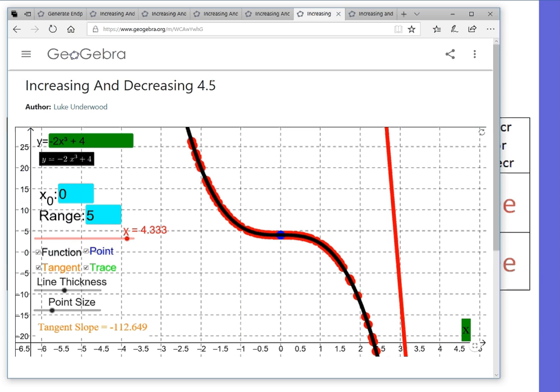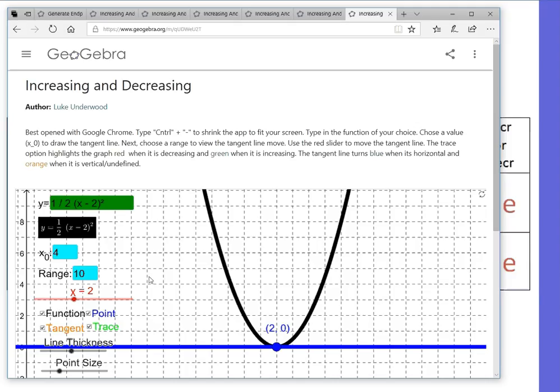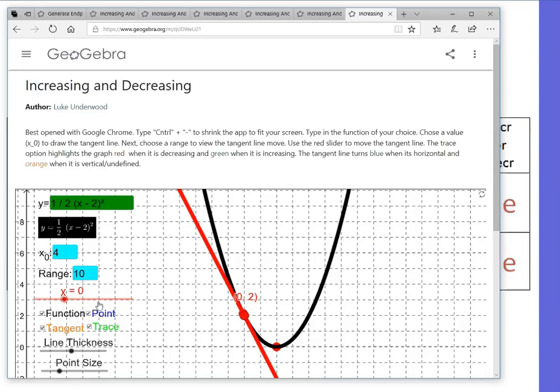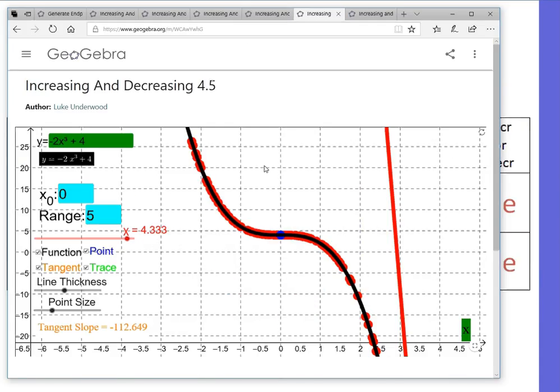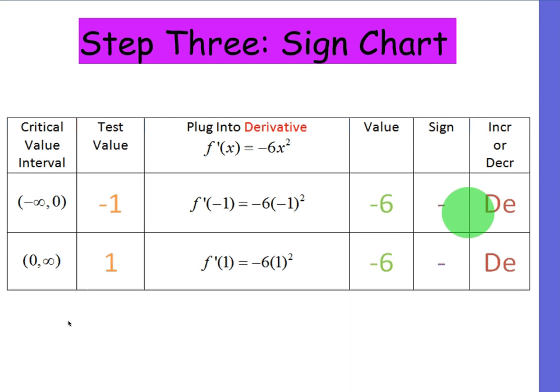I do want to make you aware of one more thing. I do have an app that you can load up and type in your function right here and look at the intervals where it increases and decreases. For this particular one, it goes from decreasing to increasing. Okay, so that's it for this particular example of a function that goes from decreasing to decreasing, and sometimes it can go from increasing to increasing. If you have any other questions about this example, let me know.